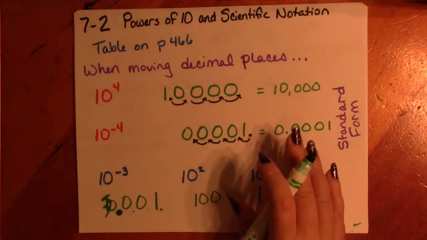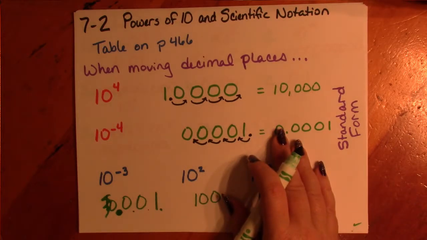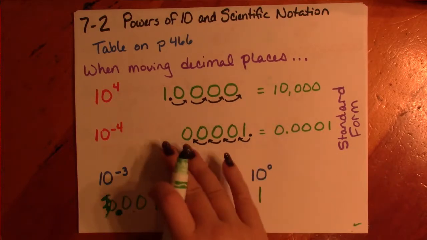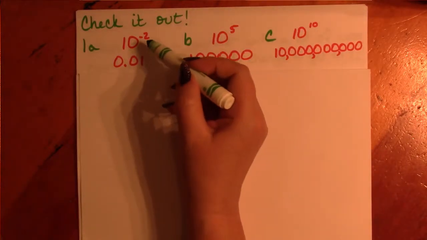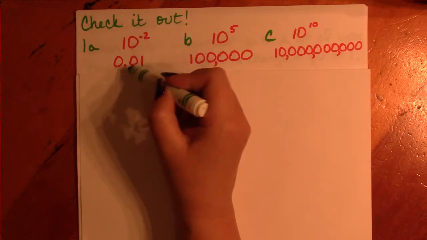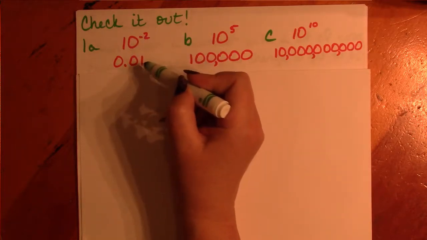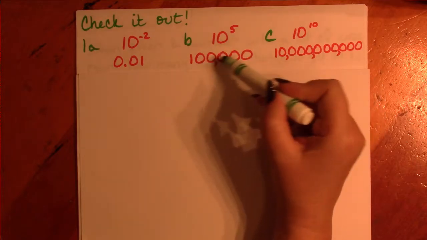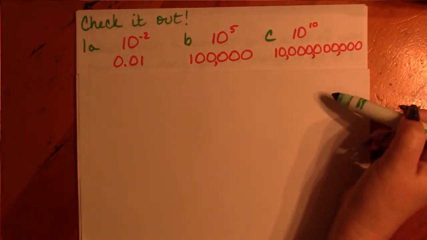Check it out on page 467 at the very top, number 1. Pause here and come back when you're done. Check it out, number 1A, 10 to the negative 2 has 2 decimal places, which is 0.01. 10 to the 5 has 5 zeros, and 10 to the 10 has 10 zeros.